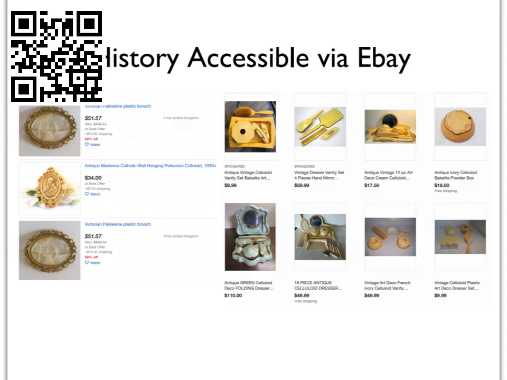Victorian Parkinsine plastic brooch. I don't know when it was made, but obviously it's relatively old. Not very expensive in the scheme of things, and that's because it was the plastic of the day. They made a ton of it.